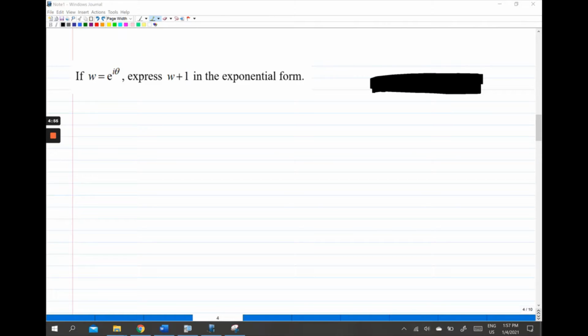Alright, today we'll be tackling part of a complex number question, whereby this idea came out a few times in the previous few years. So if you look at this, given that w is equal to e^(iθ), where θ is the argument, express w + 1 in the exponential form.